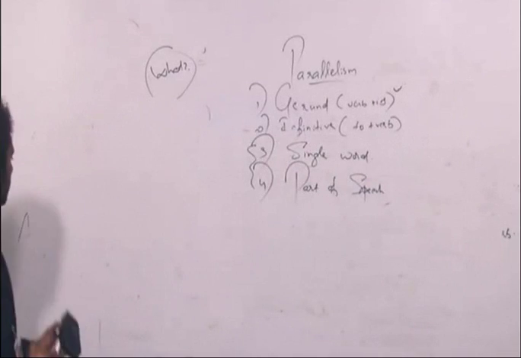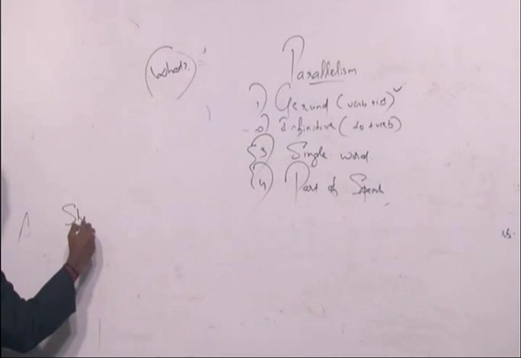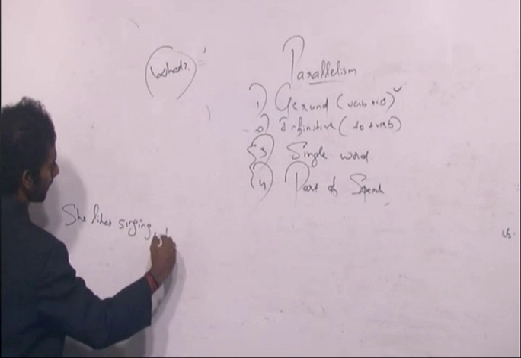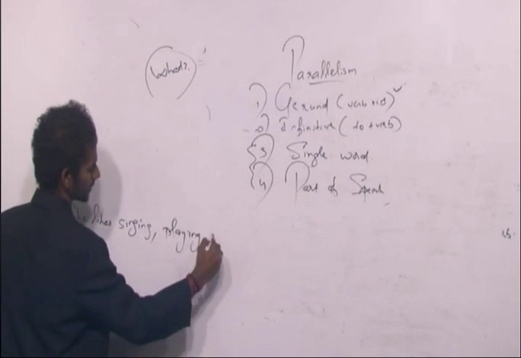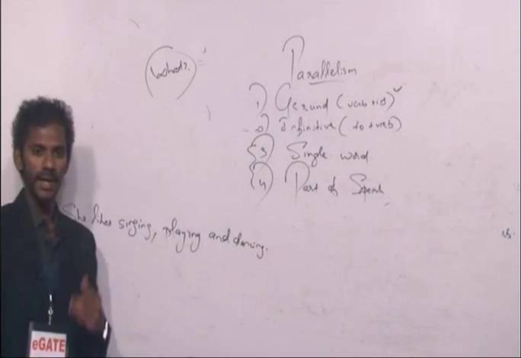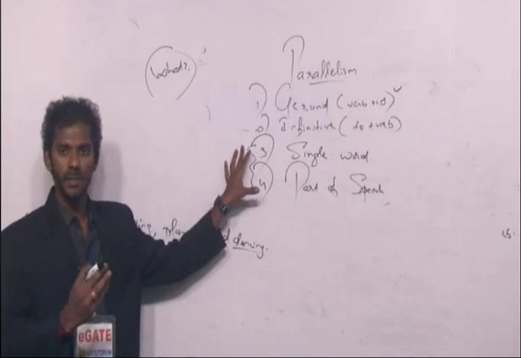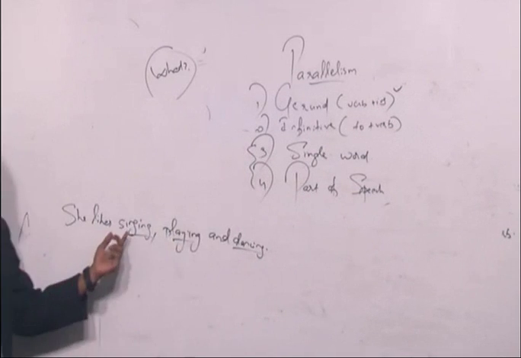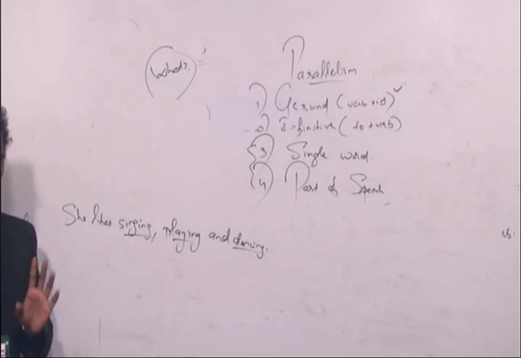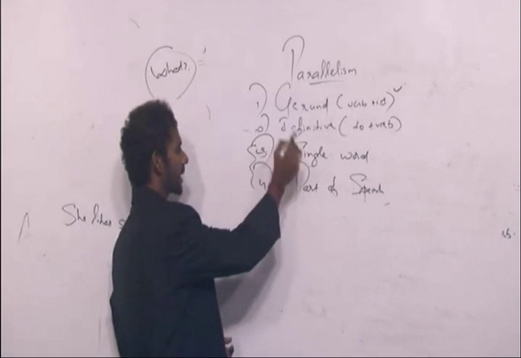I read the same sentence which I wrote earlier. She likes singing, comma, playing, and dancing. Three ideas: singing, playing, dancing. I told you these two concepts must be taken together. What is the first idea? Singing, single word. Second idea, playing, single word. Third idea, dancing, single word. So all the three ideas are single words.